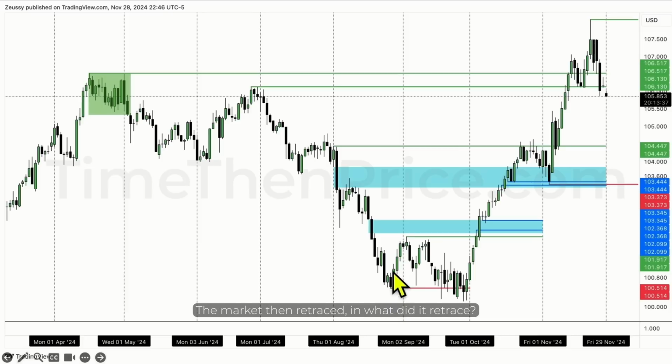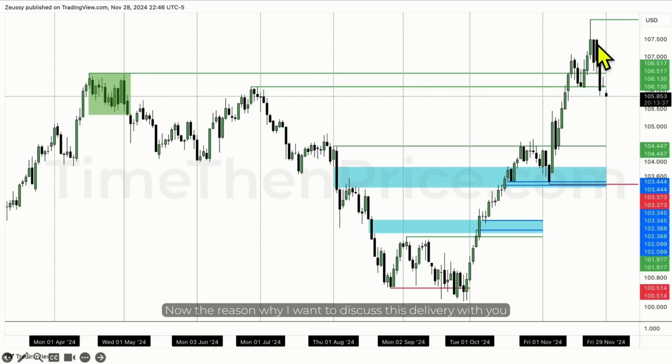The market then retraced. In what did it retrace? It retraced into this CB right here on the left side of the curve. When the door then had one more push towards the downside, trading below the August low, we were waiting for a smart money reversal to take place. We were waiting for IPDA to show its hand to us. Then, near the end of the month of September, we saw the market begin the buy program, and that buy program continued all the way from October till the end of November, as you can see.